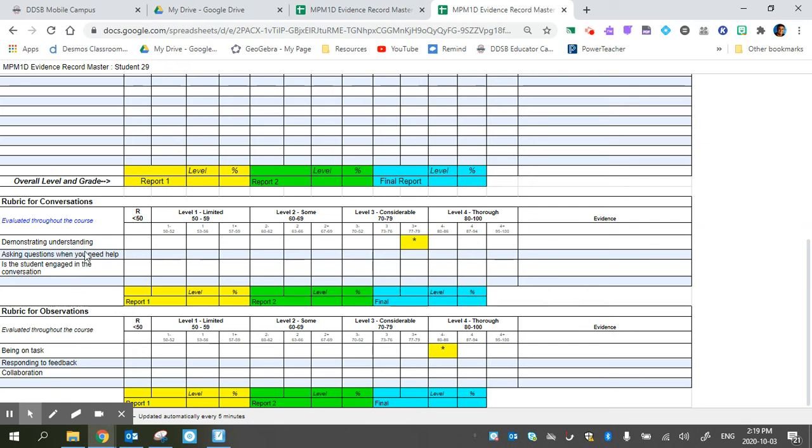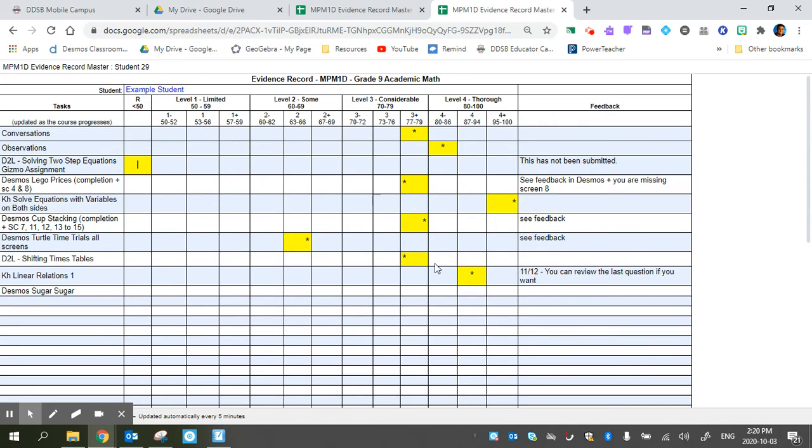So in this specific case, this class agreed that conversations they have with the teacher should involve demonstrating a level of understanding, that they should ask questions when they need help, and that they are engaged in the conversation. Similarly, for observations, they agreed that it's important for a student to be on task, to respond to the feedback when they are given feedback by the teacher, and how they are collaborating with one another. So these small rubrics are very important because the effect of these rubrics throughout the course is translated here.